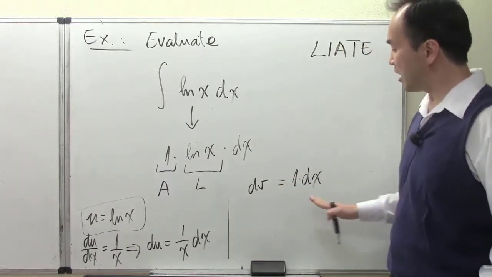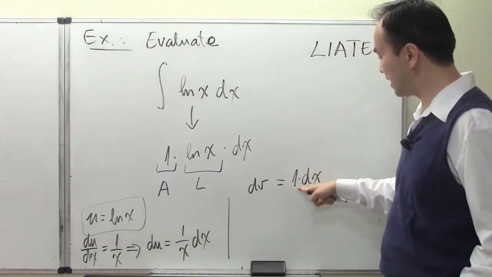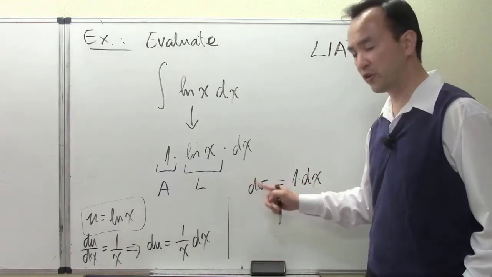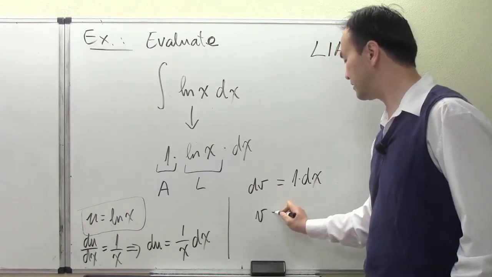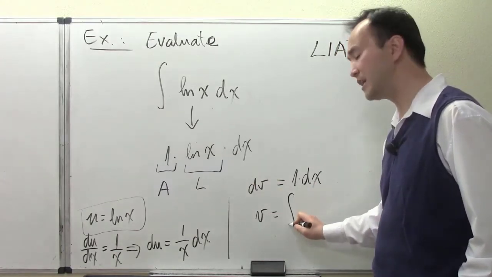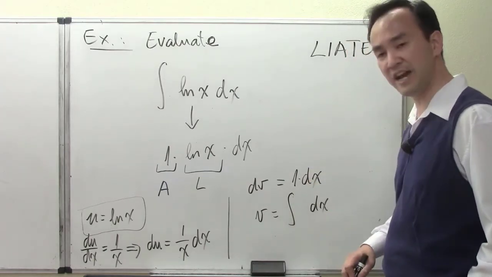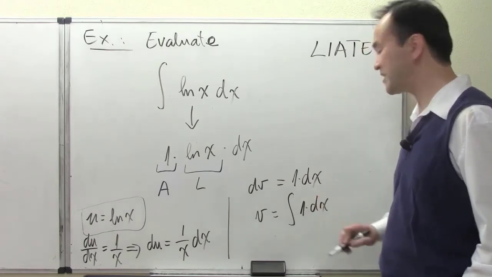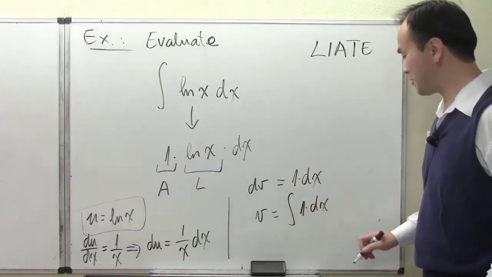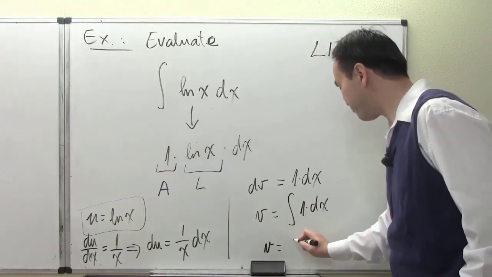All right, now once we recognize this 1 dx right here as a differential dv, then we can find the function v by simply integrating. Take the indefinite integral of this 1 dx, or just simply dx. But for safety, I'll just write 1 dx. And so that means our v function now equals x.